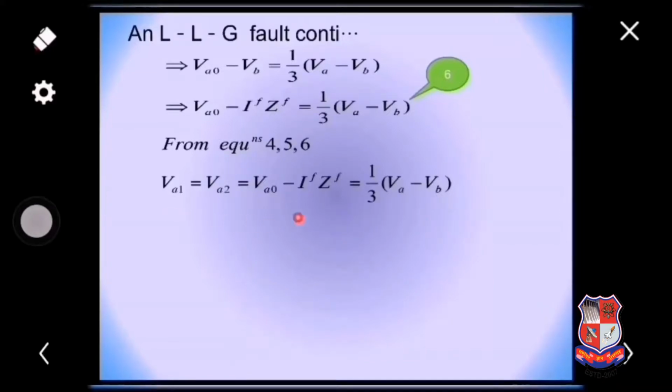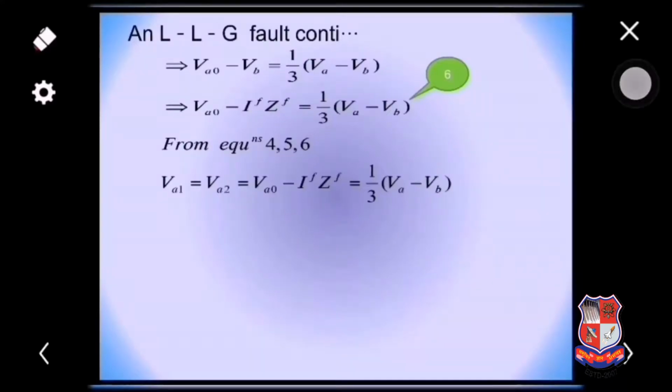So this important relationship that VA1 equal to VA2 equal to VA0 minus IF into ZF will help us construct the interconnection of the three sequence networks. Let us take a special case of this LLG fault. If there is no fault impedance, if ZF is 0, then definitely VA1, VA2 and VA0 are the same. It directly indicates the connection of the sequence networks is parallel.